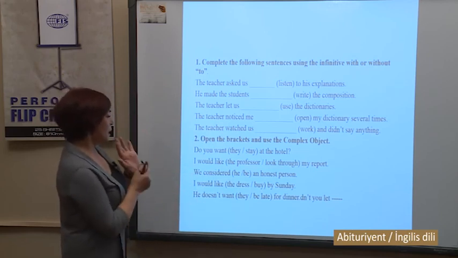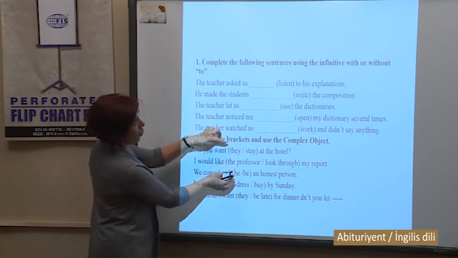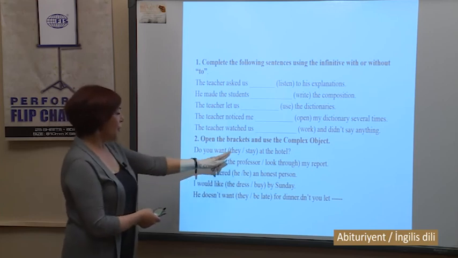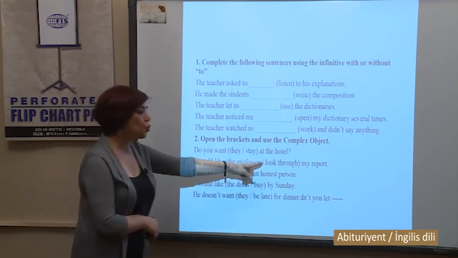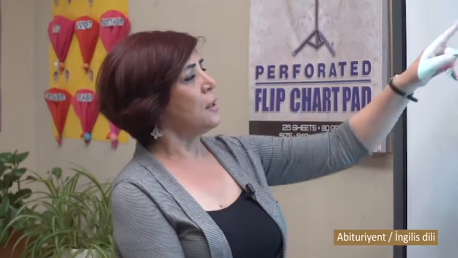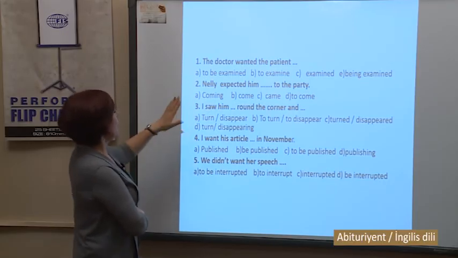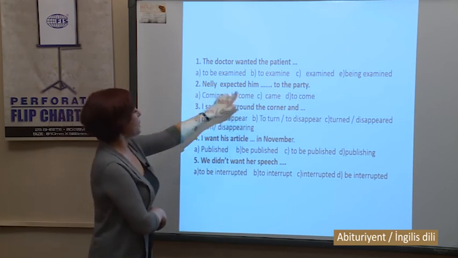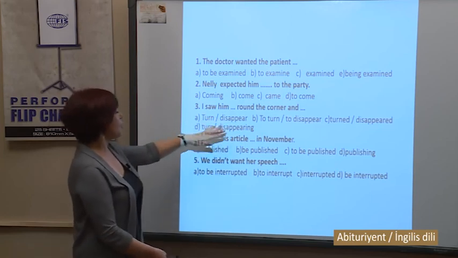Then use the complex object here, but this time we have to make the object form. Do you want them to stay? I would like the professor to look through my report. And the second, the doctor wanted the patient to be examined. It is in the passive infinitive. Nelly expected him. After expect we use to. I saw him turn and disappear, in different forms. So which one? Turn and disappear.